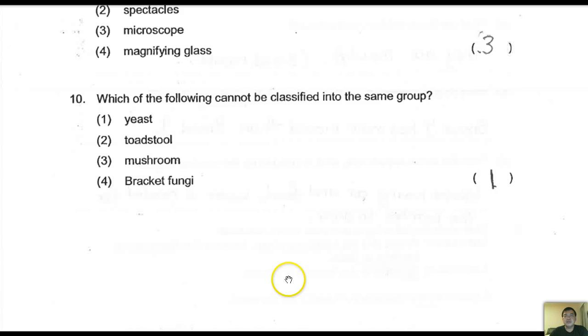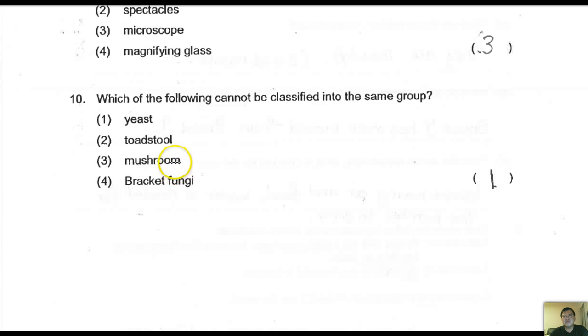Number 10. Which of the following cannot be classified into the same group? Yeast, toadstool, mushroom, bracket fungi. All these are fungi. So let's take a look in terms of poisonous, non-poisonous, or edible, non-edible. Mushroom, we just cannot say that all of them are edible. Some of them are maybe slightly harmful. Some of them could be poisonous. Toadstools are definitely poisonous. And bracket fungi, I'm just not very sure.